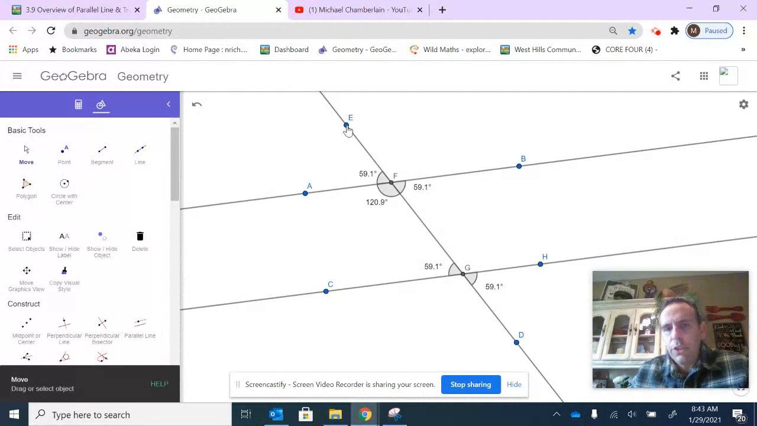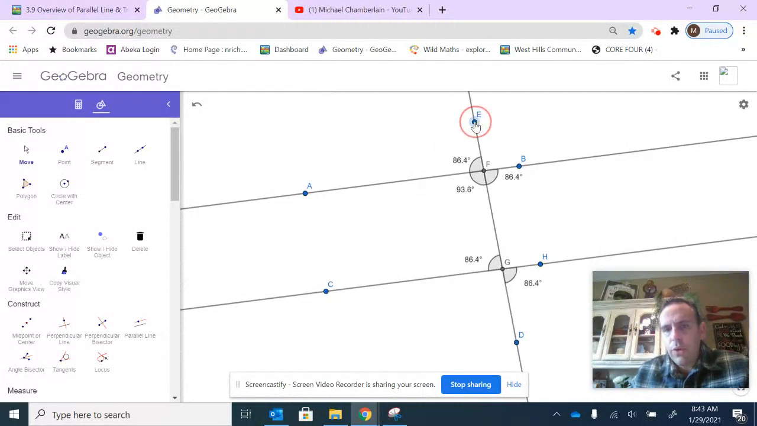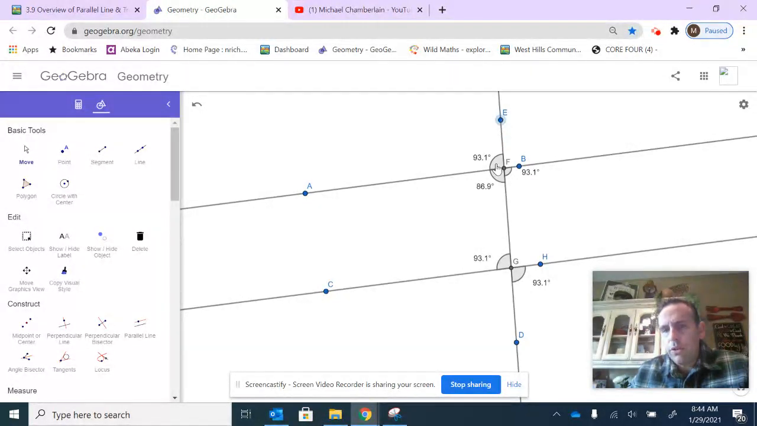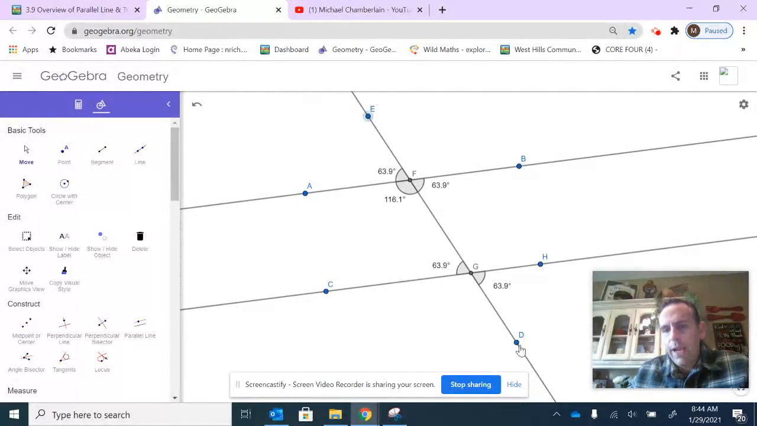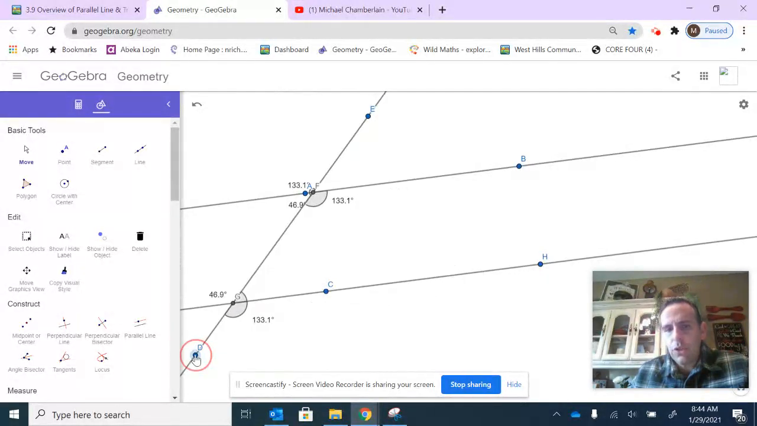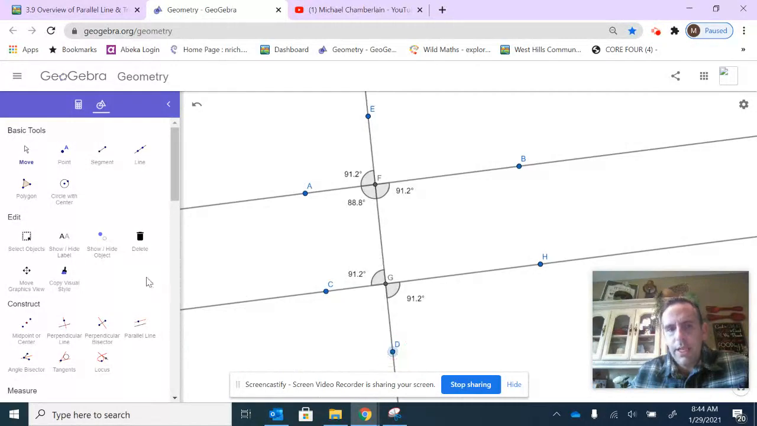Going back to my move feature, no matter where I move this transversal, so if I move it over here, those relationships are still maintained. In other words, those 4 angles that are congruent are still congruent, and the 2 angles that are linear pairs still add up to 180 degrees. It doesn't matter how the transversal is sloped, it's always going to maintain that truth.